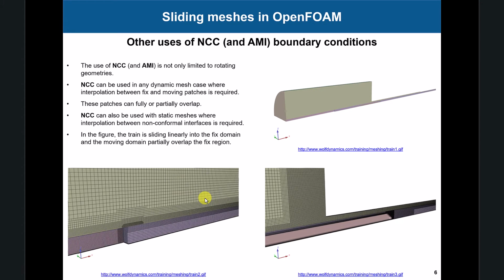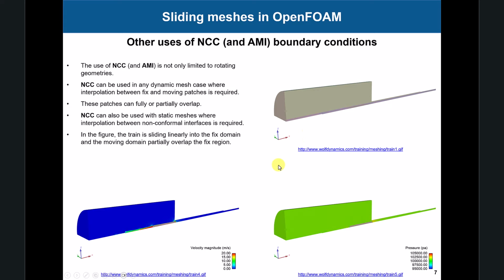To stress also, NCC sliding meshes are not only for rotating geometries, they can also be used with many types of geometries. Here we have a case of a train entering a tunnel, and we implemented the NCC patch here just to exchange information between different boundaries, and here you have the train entering into the tunnel. This kind of simulation can also be done. They are very expensive, by the way. As you can see, you need a very large domain.